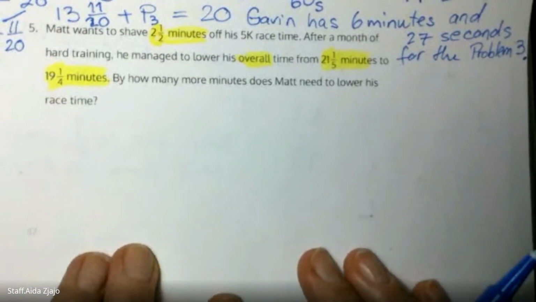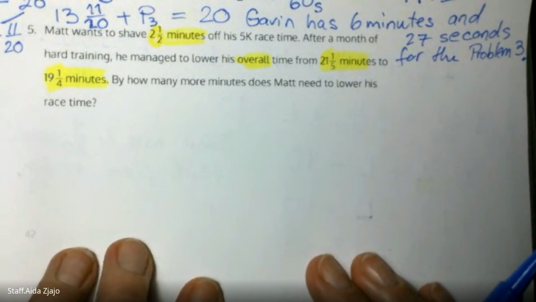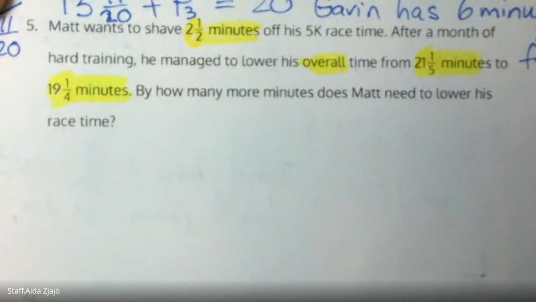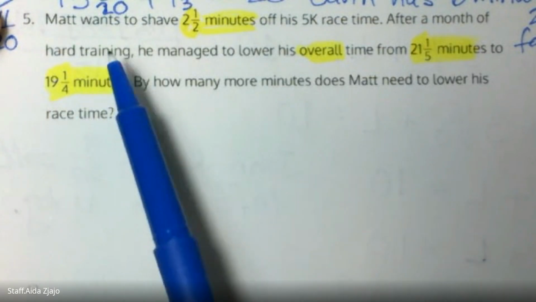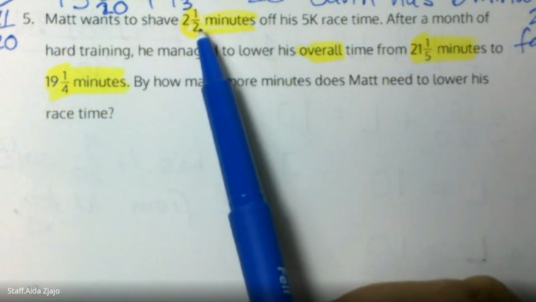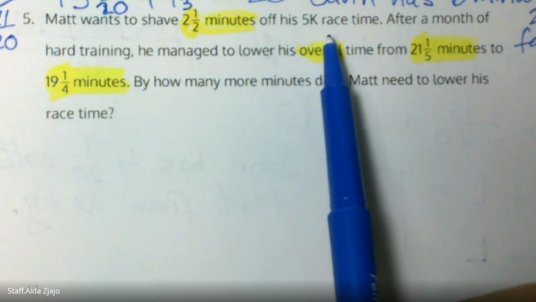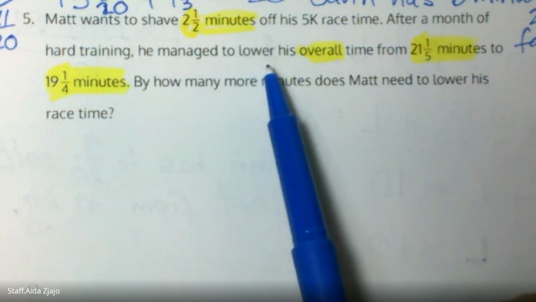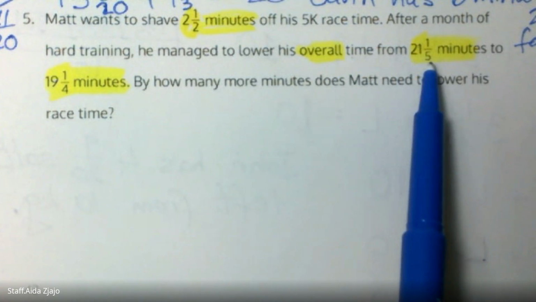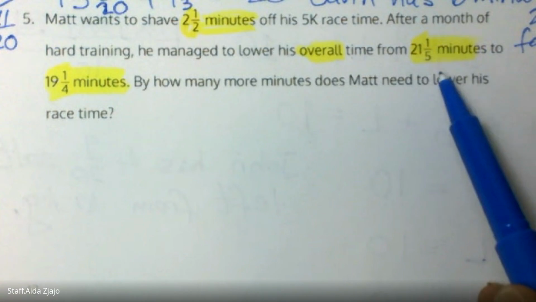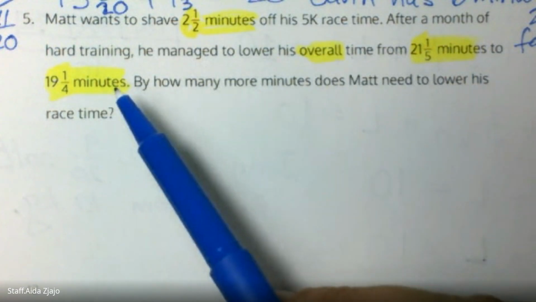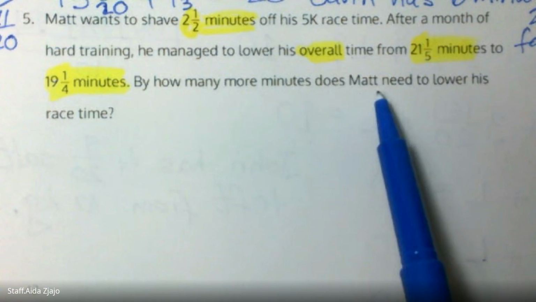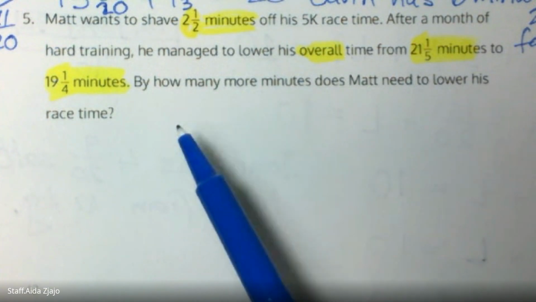We're going to finish problem 5. I'm going to enlarge a little bit so you can see the whole problem. Matt wants to shave 2.5 minutes off his 5K race time. After a month of hard training, he managed to lower his overall time from 21 whole minutes and 1/5 of the next minute to 19 and 1/4 minutes. By how many more minutes does Matt need to lower his race time?